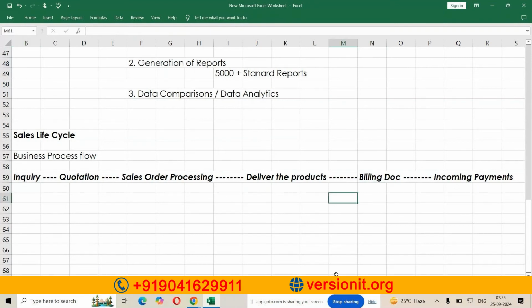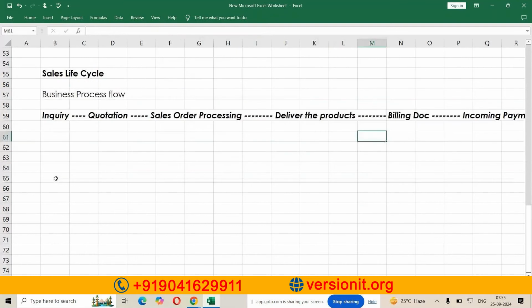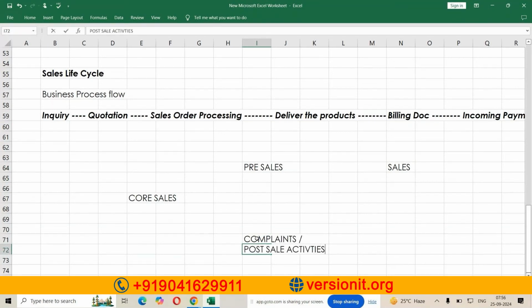So for that, what we do in sales and distribution, you're going to be working out with the core sales process. And this core sales is going to be divided into 4 areas. You're going to be having pre-sales. Second area would be sales. Third, we call it as complaints, or we name it as post-sale activities. And then we have agreements. These are the 4 areas we try to explore: pre-sales, sales, complaints, and agreements.